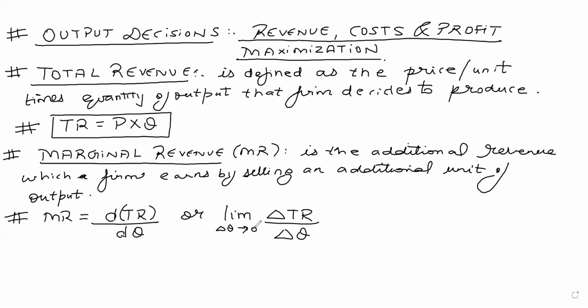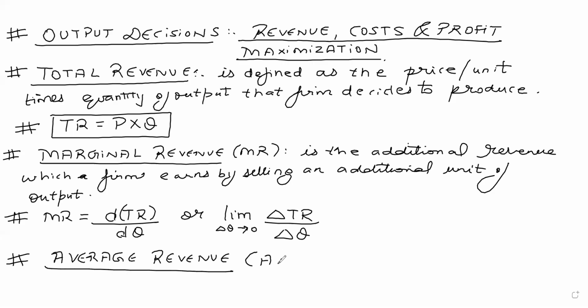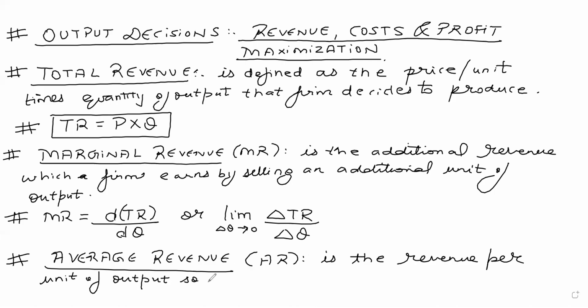Okay, now under perfect competition, all of us know. Okay, before writing that, guys, let's quickly define average revenue also, and then we can talk about what happens under perfect competition. So average revenue, which we denote by AR, is the revenue per unit of the output sold.